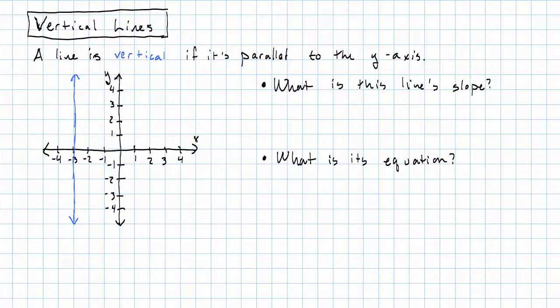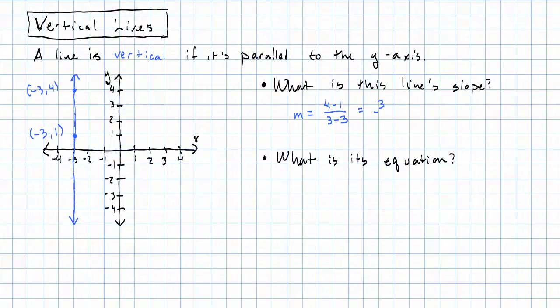Well, for the slope, once again, we can just use the slope formula. I'm just going to pick 2 points on this line. This is x is -3, y is 4. X is -3, y is 1. You don't have to pick those 2 points. You could pick any points on the line. And in the slope formula, then, we have the change in y over the change in x.